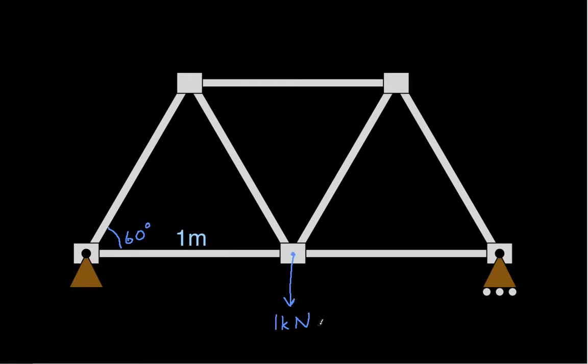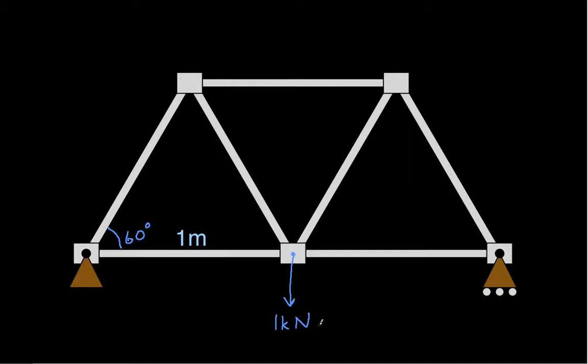Given the size of the members and the load, this would be like a small footbridge with a fairly chubby person standing in the middle of the bridge. So what we want to do is find the tensions in each of the members.